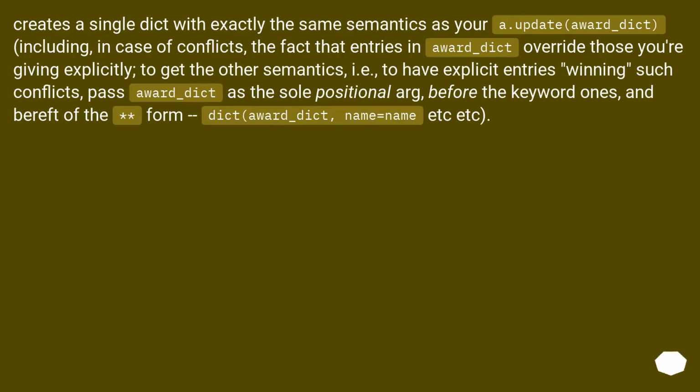This creates a single dict with exactly the same semantics as your .update(_dict), including, in case of conflicts, the fact that entries in _dict override those you're giving explicitly. To get the other semantics, i.e., to have explicit entries winning such conflicts, pass _dict as the sole positional arg, before the keyword ones, and bereft of the ** form: dict(_dict, name=name etc. etc.)